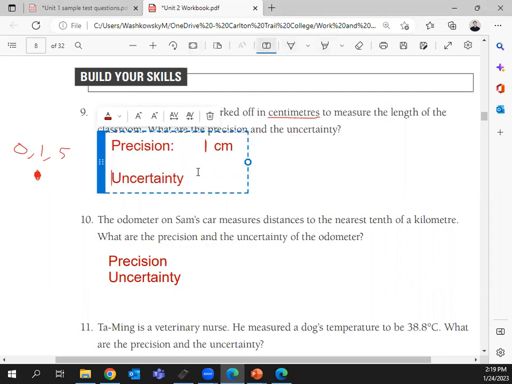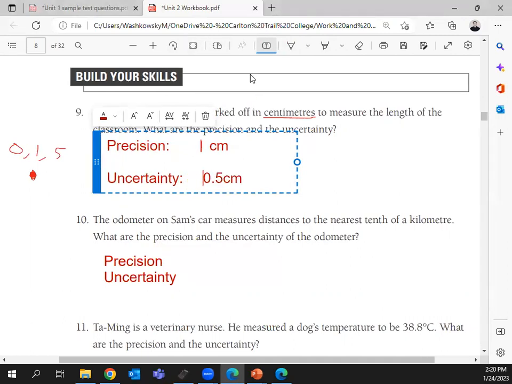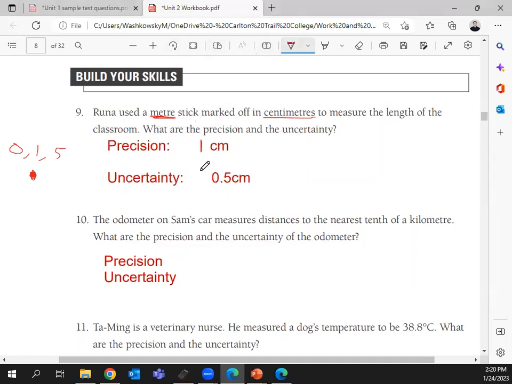Now for my uncertainty, remind me, how do I find uncertainty again? Half of the precision, right? And so half of 1 centimeter is 0.5 centimeters. And I don't just put 0.5 centimeters, I put plus or minus 0.5 centimeters. You want to get in that habit, because I might be off by a half centimeter when I go to measure something. I don't know whether I measured it too long or too short. So that's what that plus or minus means. I'm unsure if this is the exact perfect measurement that every scientist in the world could reproduce.